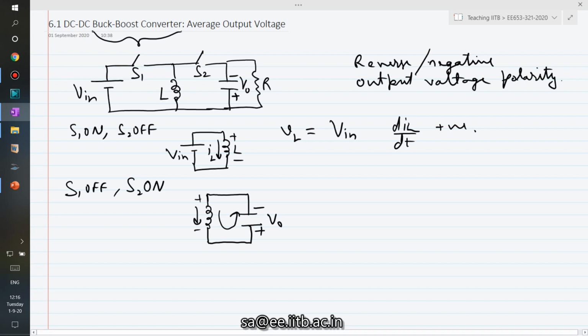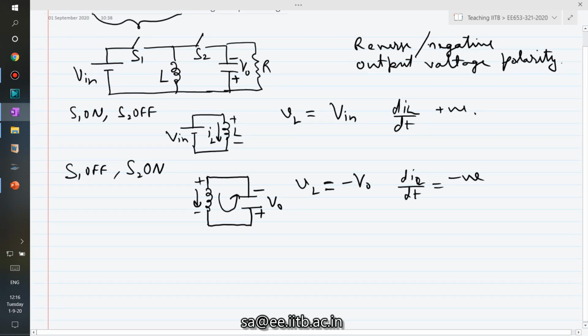So now what happens in this condition? Again, I can write the inductor voltage, which is going to be minus of VO. Now VO is the magnitude of output voltage, so therefore I'm writing minus of VO, right? And you can see what will happen to dIL by dt. dIL by dt is going to be negative, and therefore current would fall, right?